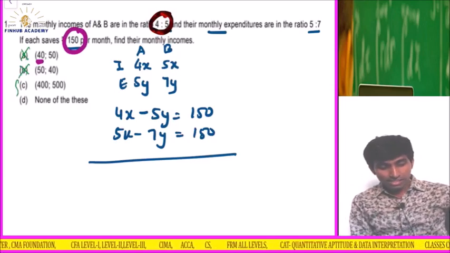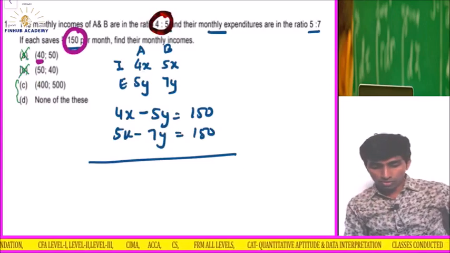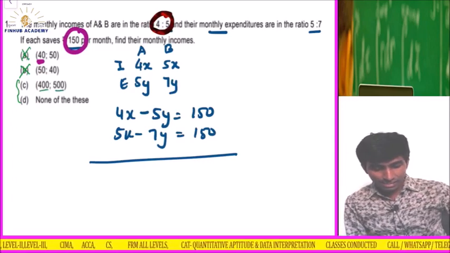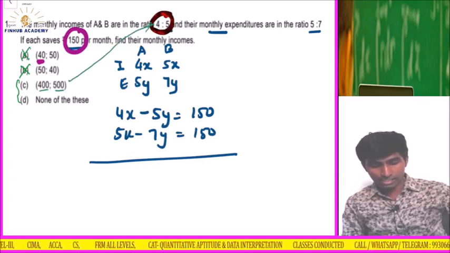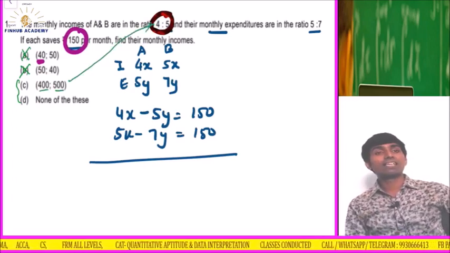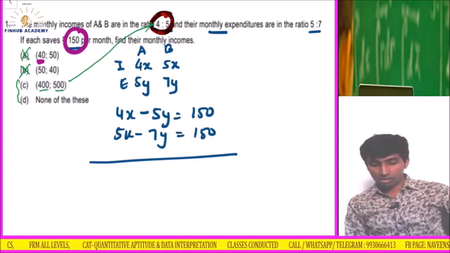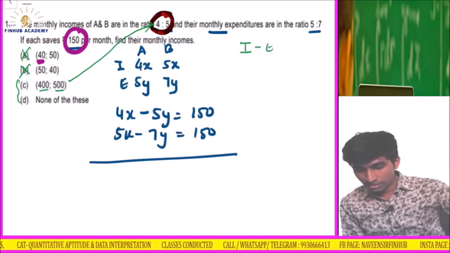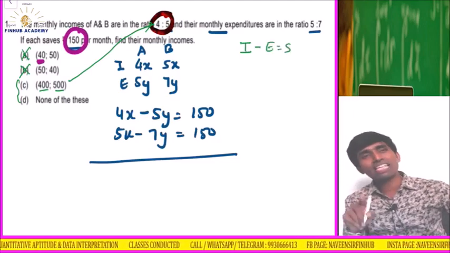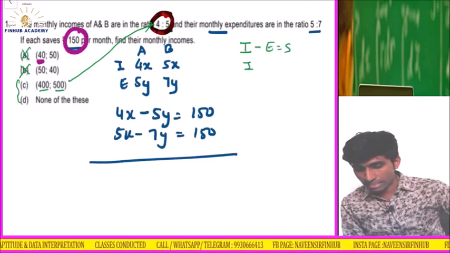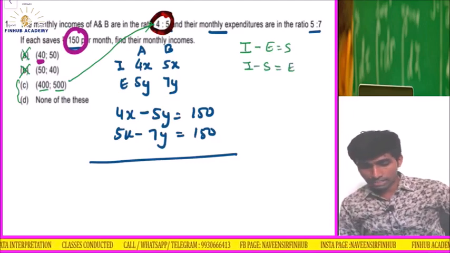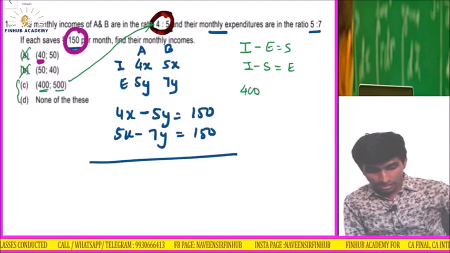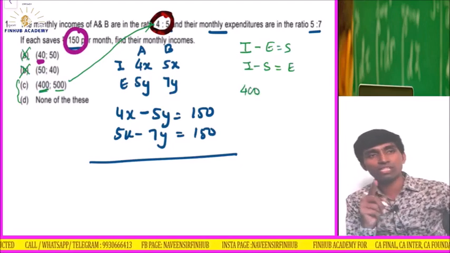So it is either C or D. If we check, both C and D satisfy the ratio 4:5. The income ratio is satisfied. So let us check whether it satisfies the ratio of expenditure or not. The easiest way is income minus expenditure. We know that it is saving. Because I need to check the ratio of the expenditure, what I will do is income minus savings equals expenditure. Let's say the first person has 400, because I have chosen C as an answer.